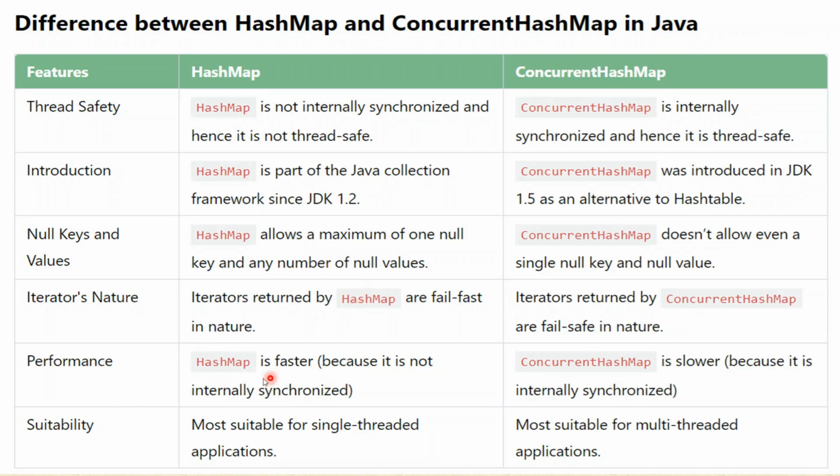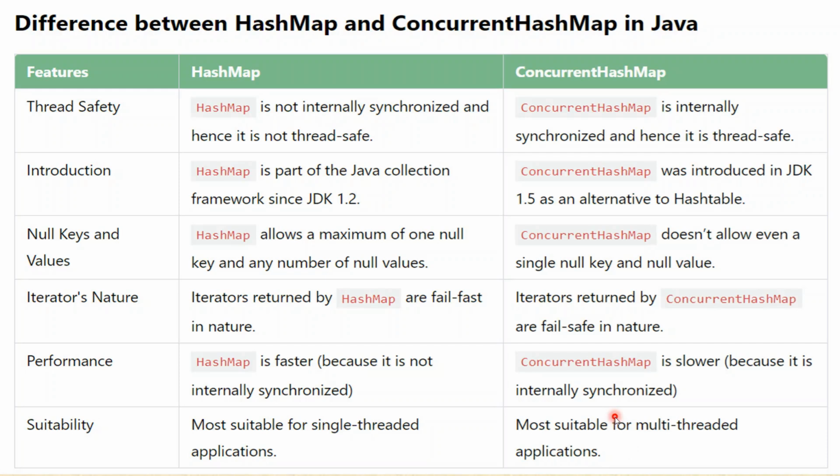And performance wise, HashMap is faster because it is not synchronized. In case of concurrent HashMap, it is slower because it is internally synchronized, so only one thread can access at a time. In a multi-thread environment we can use it because it is synchronized, but it is slower than HashMap. And suitability: HashMap is most suitable for single threaded applications, and concurrent HashMap is most suitable for the multi-threaded environment.